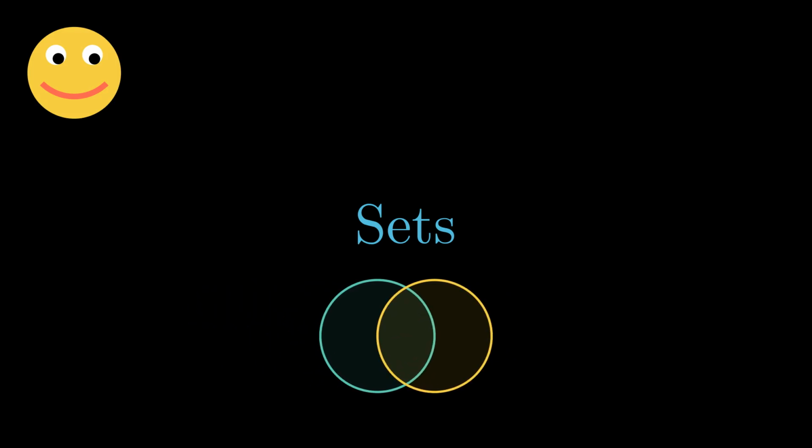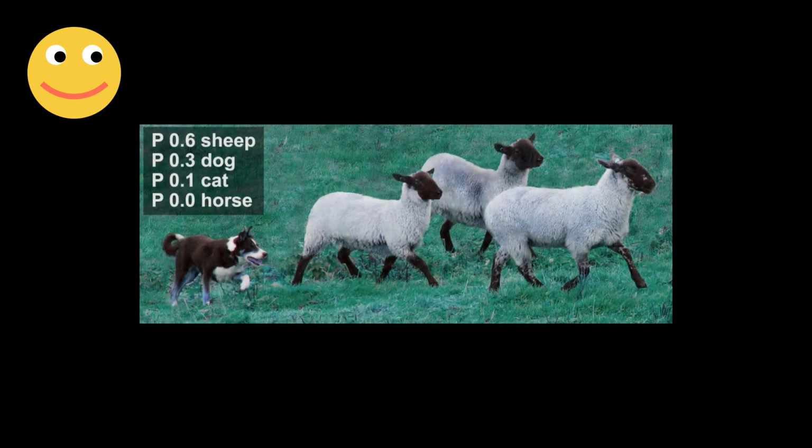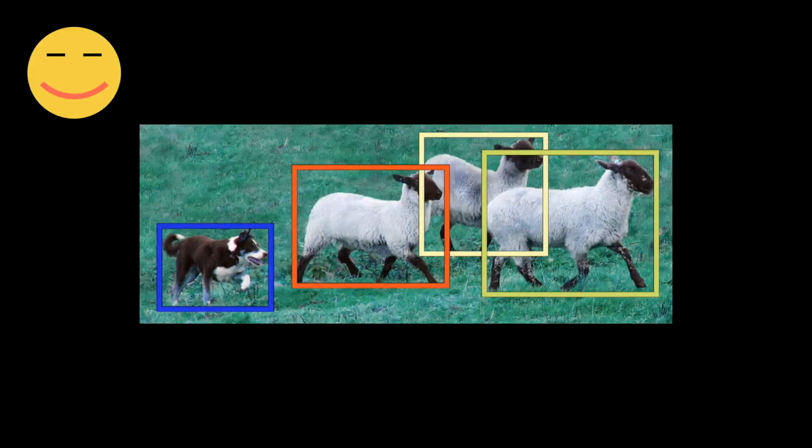Let's start with a practical example where we use set operations. Suppose we have an image showing 3 sheep and a dog. Your task is to group these elements. To do this, you first need to recognize what animals are in the image and then determine where they are located. In the image, each pixel belongs to a specific object or the background.